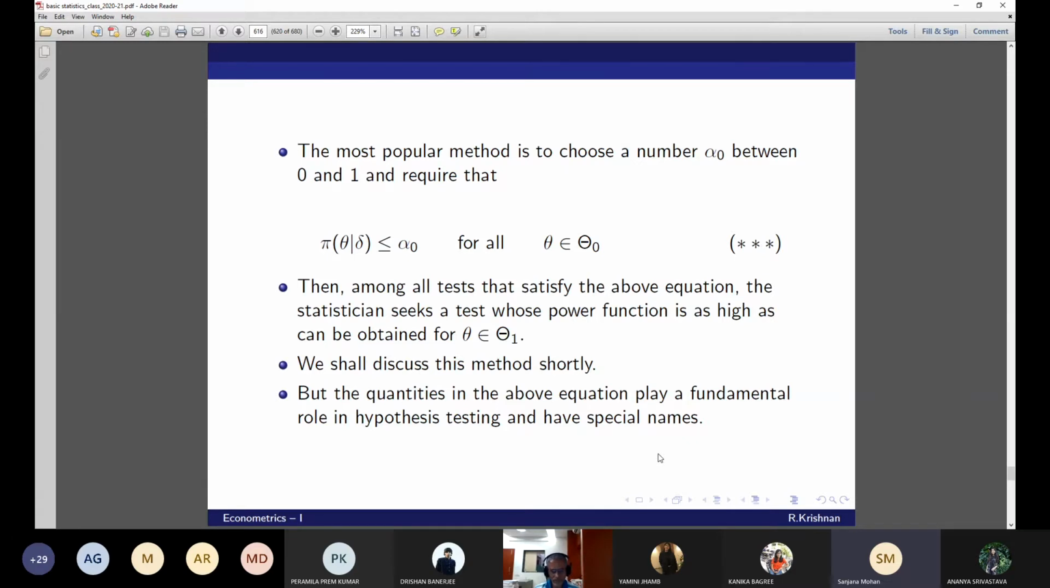We suppose we say 0.05, so 5% or less. That's it. Okay. Sir, I couldn't understand the first point, so can you explain once? This one, the first bullet point. Yes, sir. The first bullet point is: a popular method is to choose alpha 0 between 0 and 1.